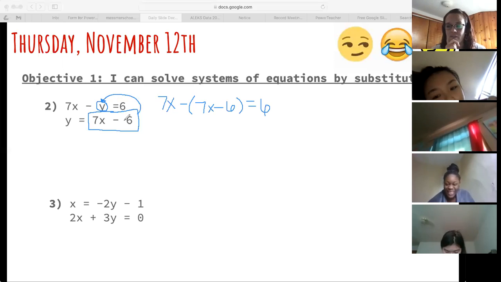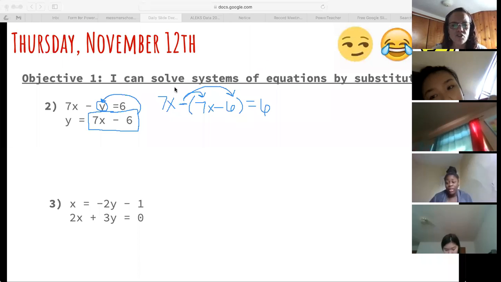Now, all I have to do is solve for x. With this, because I have a minus sign in front, I have to distribute that minus sign. Always doing too much, right? Math is always doing too much. Okay, so when I distribute this minus sign, I'm going to end up with 7x minus 7x plus 6 equals 6.